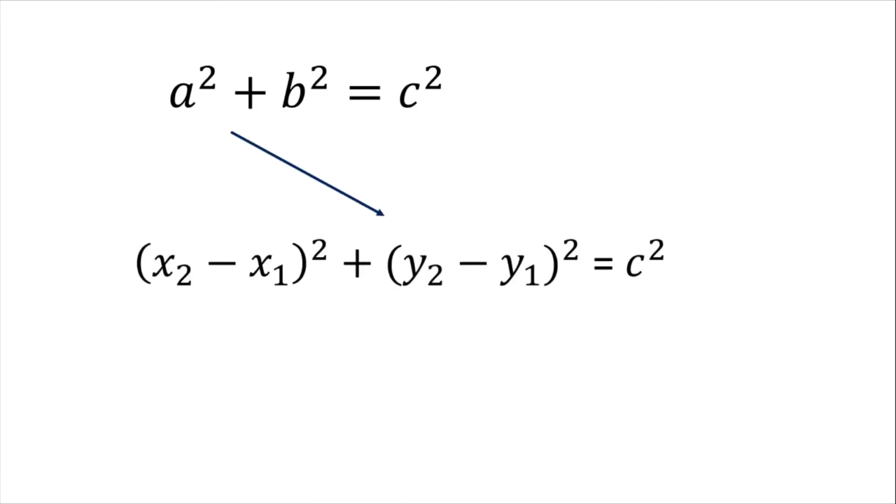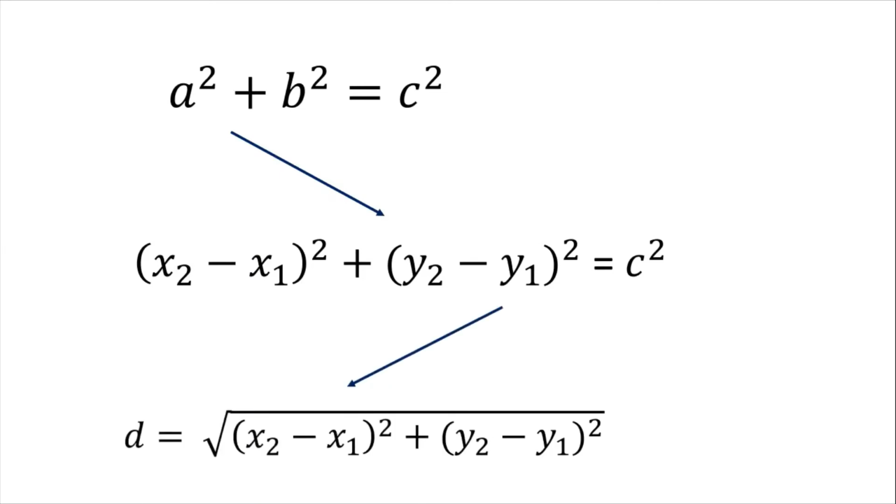So if we return to our original equation, a squared plus b squared equals c squared, and then replaced a and b, we would now come up with this equation. Look familiar? Not yet. If we balanced our equation and took the square root on both sides of the equation and changed c to d, we have this equation. Now that looks familiar.